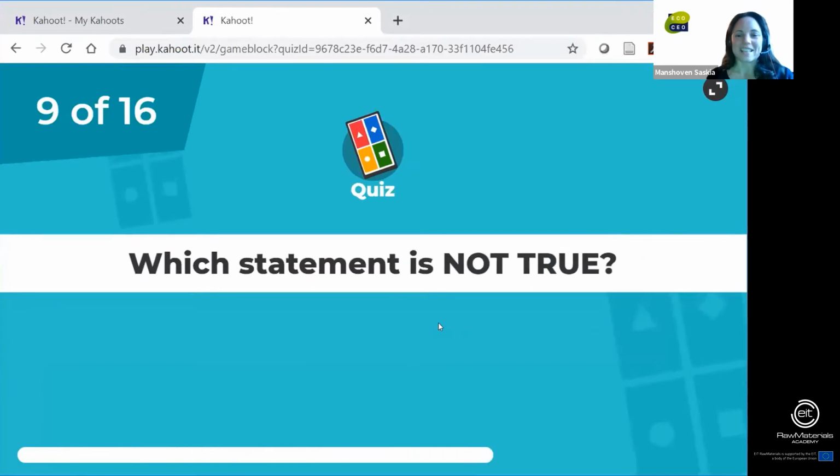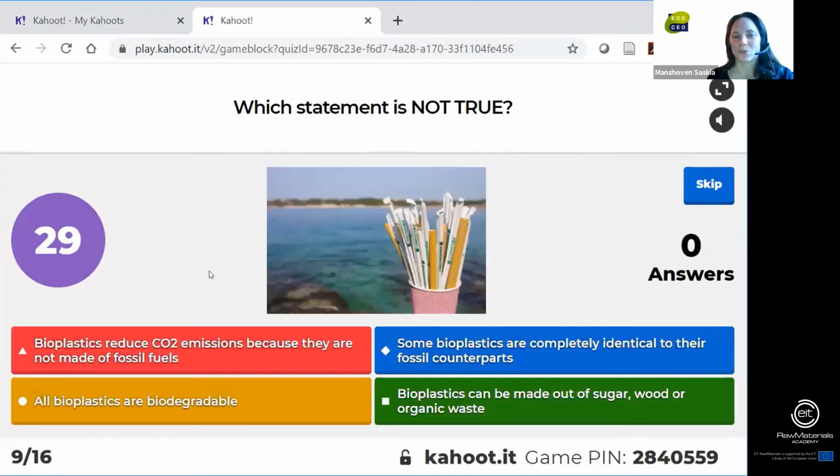Okay, which of the following statements is not true? Bioplastics reduce CO2 emissions because they are not made of fossil fuels. Some bioplastics are completely identical to their fossil counterparts. All bioplastics are biodegradable. Or bioplastics can be made out of sugar, wood, or organic waste. Which one is not true?